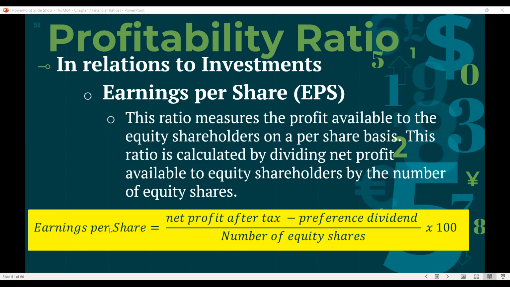So earnings per share is equal to net profit after tax less the preference dividend, over the number of equity shares, multiplied by 100. So focus more on the equity share, based on the number of shares that they have.